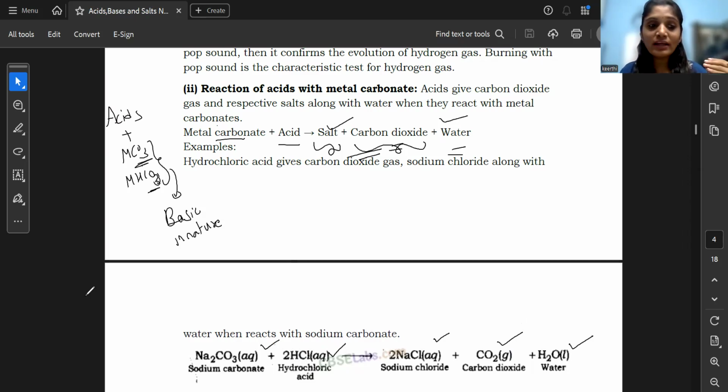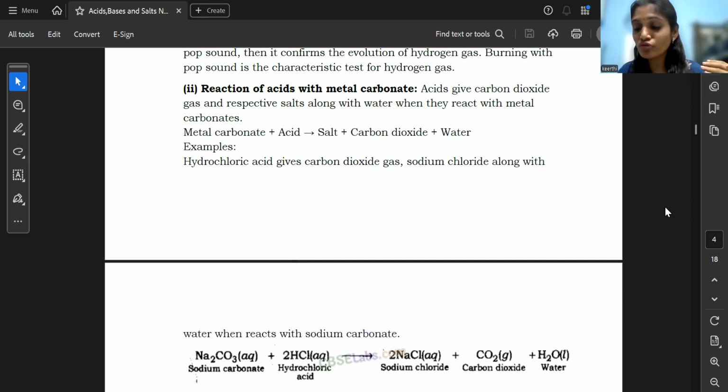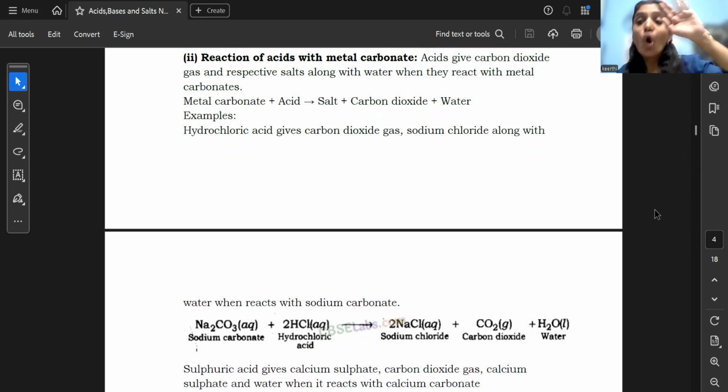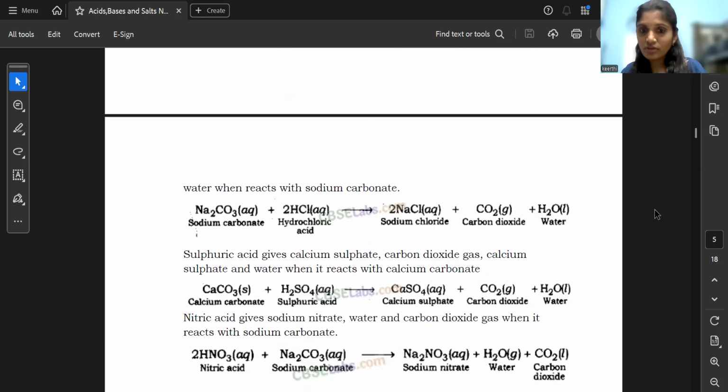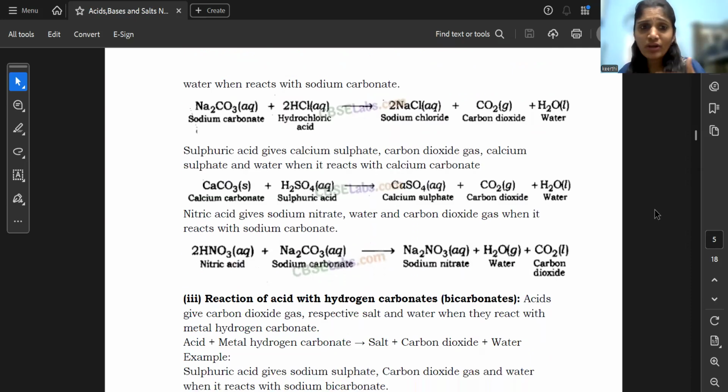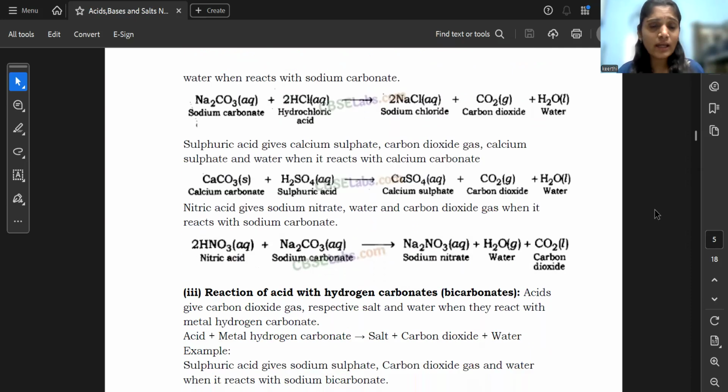I'll try to take a session on how to write the physical states of compounds in the reactions. All the acids and bases should be written as aqueous. All metals should be written as solids. All metal oxides should be written as solids. Whenever it is possible, I'll keep on telling it.